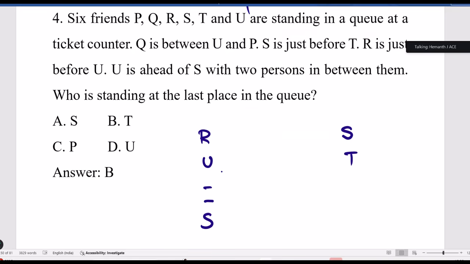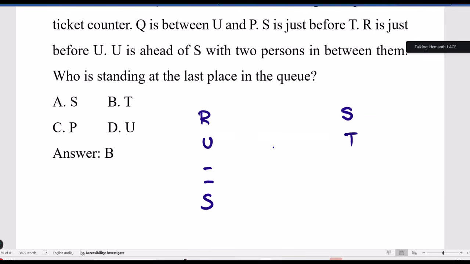Yeah, then this is what we already know. S is just before T. So this is the entire six friends. So the last person is T only. That's fine. Who are the middle two? I don't worry. They've given R is just before U. U is ahead of S. Two persons are between them, right? And S is just before T.